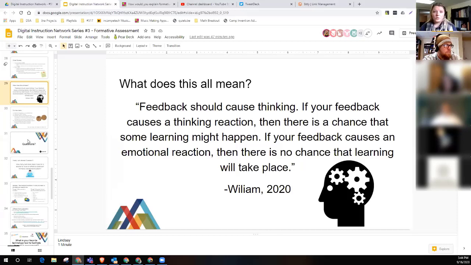So I love this quote as well. It says, feedback should cause thinking. If your feedback causes a thinking reaction, then there's a chance that some learning might happen. If your feedback causes an emotional reaction, then there's no chance that learning will take place.